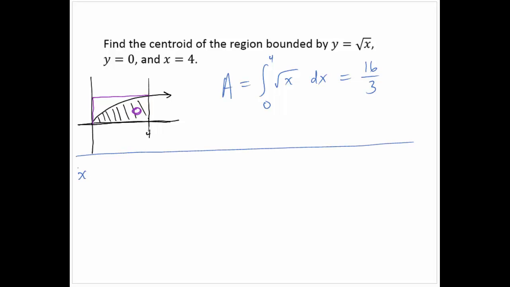Alright, so x bar would be 1 over a, so 1 over 16/3, times the integral from 0 to 4 of x times the function, so x times the square root of x dx. This is a Calculus 1 integral, and so this becomes 3/16 times, because 1 divided by 16/3 is 3/16, the integral itself, which evaluates as 64/5, and that simplifies as 12/5 or 2.4.